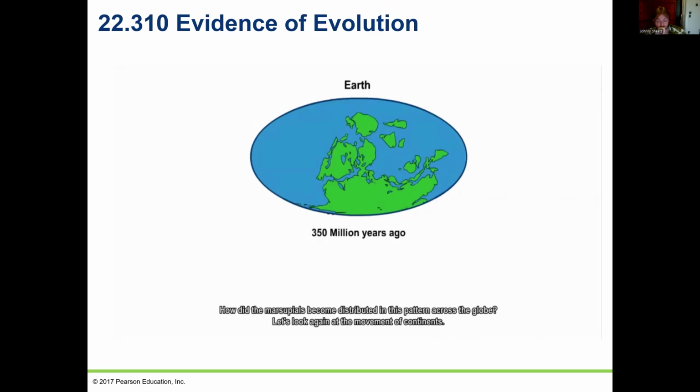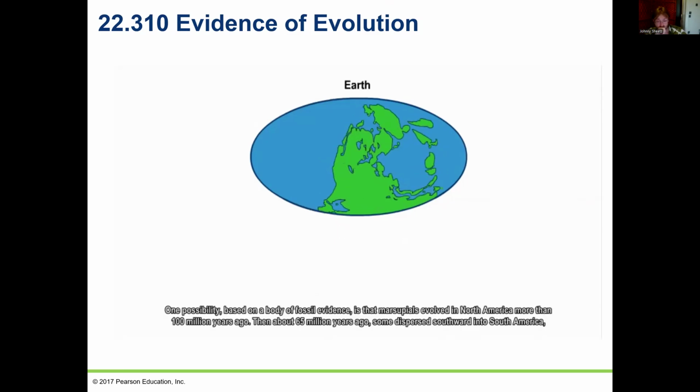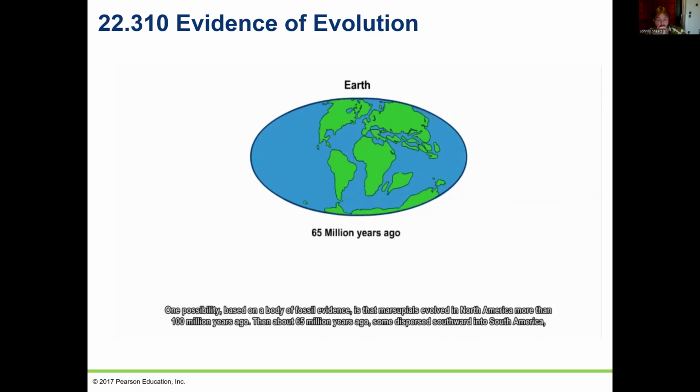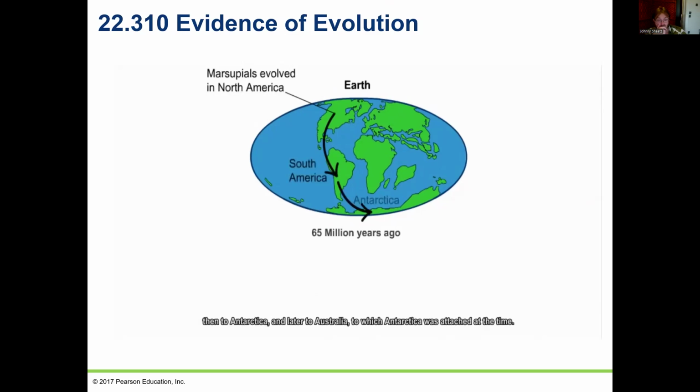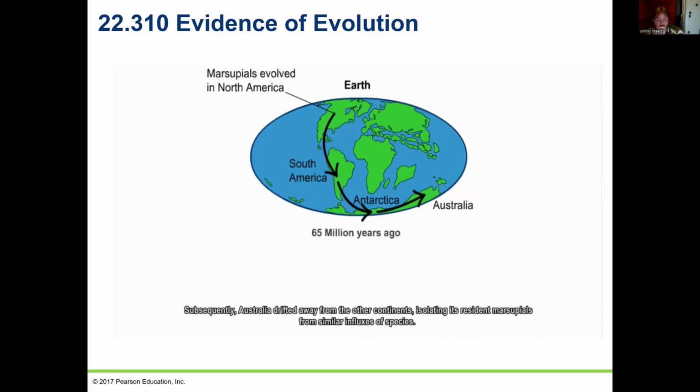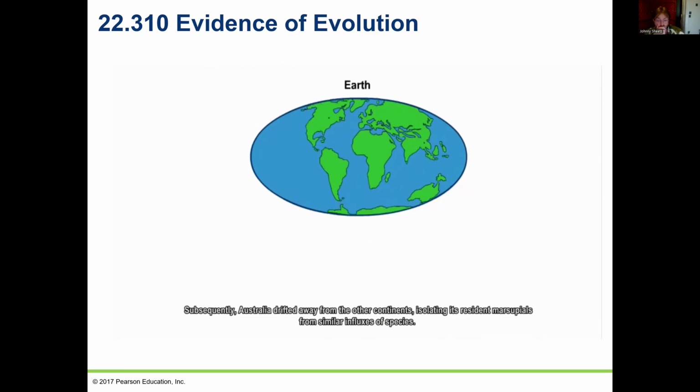How did the marsupials become distributed in this pattern across the globe? Let's look again at the movement of continents. One possibility, based on a body of fossil evidence, is that marsupials evolved in North America more than 100 million years ago. Then about 65 million years ago, some dispersed southward into South America, then to Antarctica, and later to Australia, to which Antarctica was attached at the time. Subsequently, Australia drifted away from the other continents, isolating its resident marsupials from similar influxes of species. The marsupials of Australia vastly diversified.